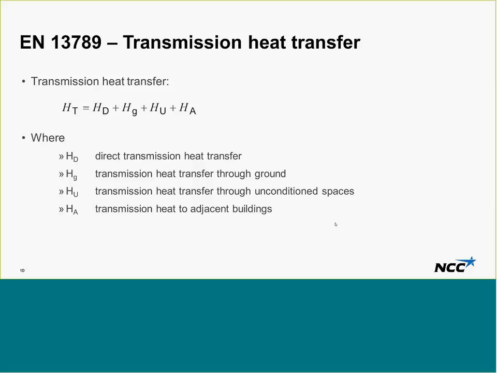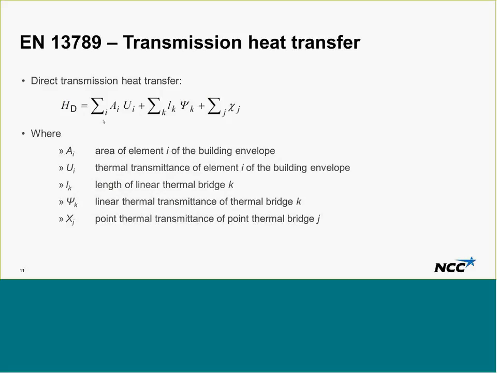When we look at our heat transfer, we have a bunch of different variables. The total transfer is equal to the direct transmission plus the ground transmission plus the unconditioned space plus the adjacent buildings. And basically, the thermal bridges fall into the HD category, which is direct transmission. And the direct transmission is a combination of the U times A of all the building components plus the linear thermal bridges plus the point thermal bridges. And I'm going to show you now what the difference is between a linear and a point thermal bridge.